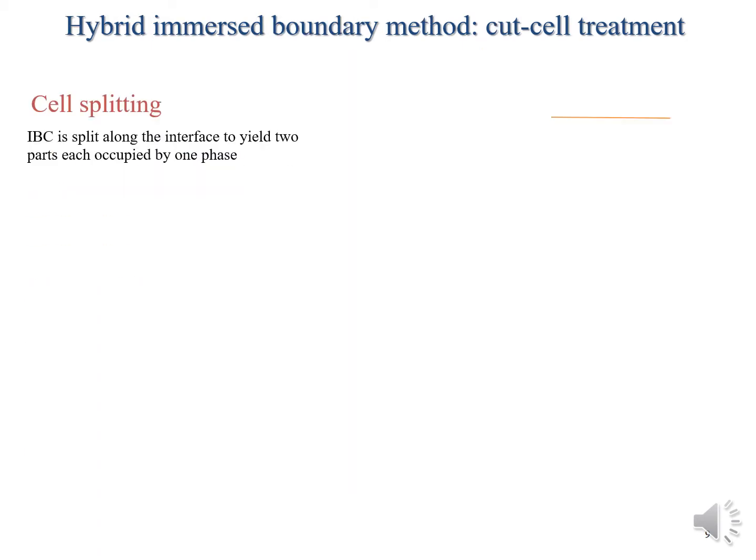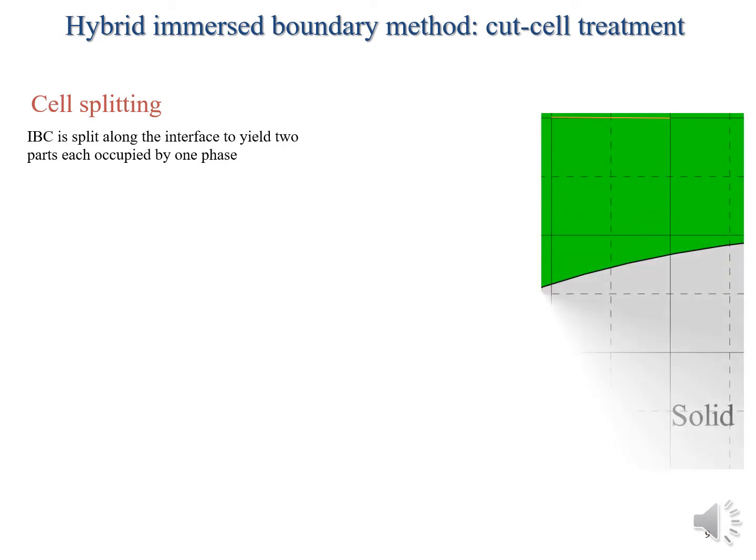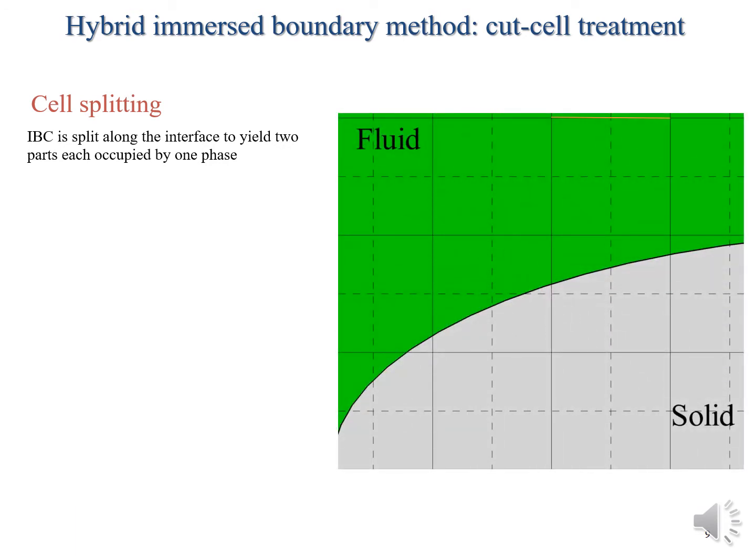So let's dive into the cut cell treatment. In the cut cell treatment, we split the boundary cell into various phases such that every boundary cell is now occupied by only one phase. This is done by splitting the cell along the boundary. Like in this cell, you find that we have a plane that cuts the cell to separate the lower part, which is in the solid, from the upper part, which is in the fluid domain. And that happens for all the boundary cells, as you can see in this diagram.